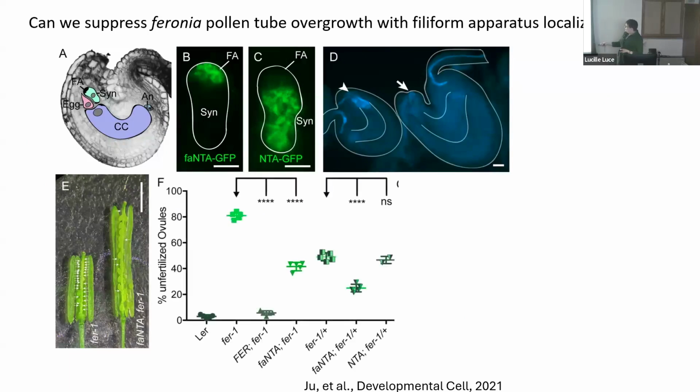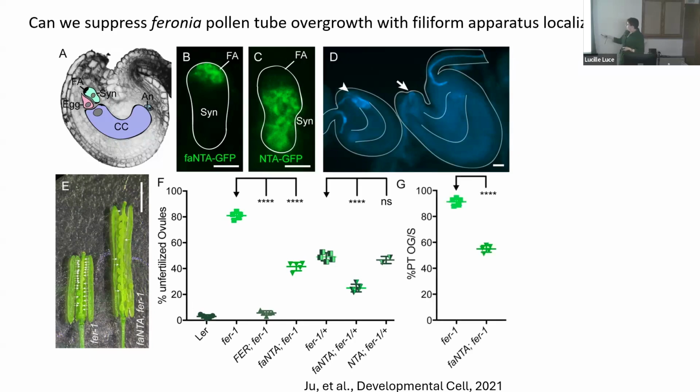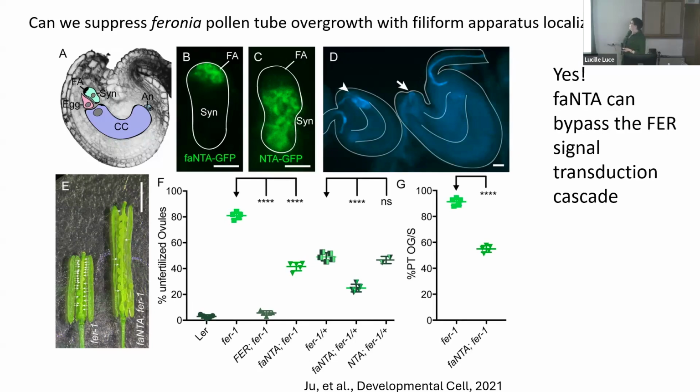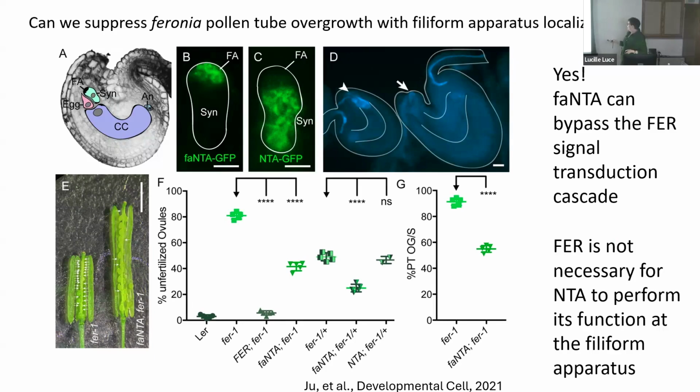We can quantify that. So Feronia here, this is a homozygous Feronia mutant with 80% infertility. We can complement the phenotype to about half using our FA Nordia. And we can also check pollen tube overgrowth, it's the same thing. So yeah, we can actually bypass a very important signal transduction pathway by just moving a protein to the place in the cell where it needs to do its action. And also we showed that Feronia is not necessary for Nordia to perform its function, or the MLO to perform its function.